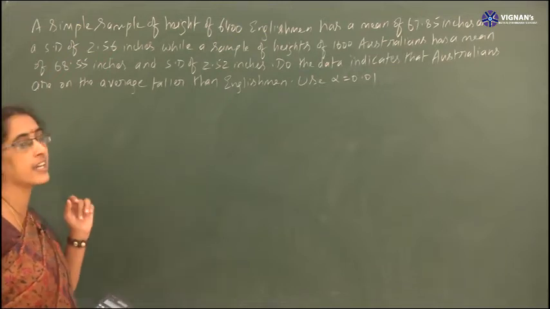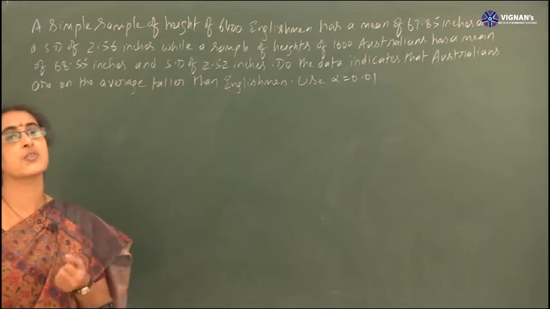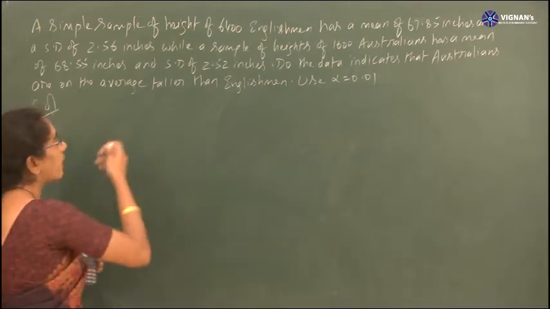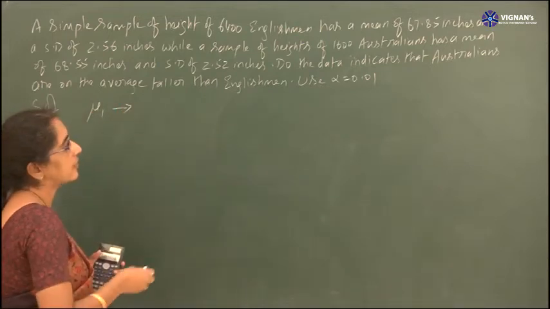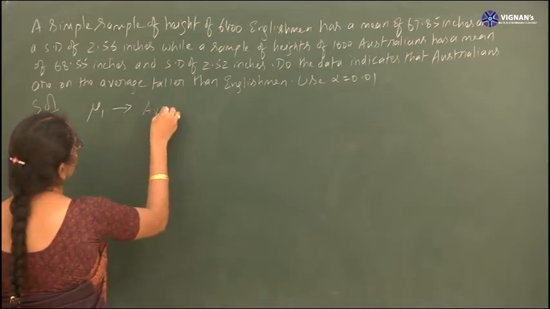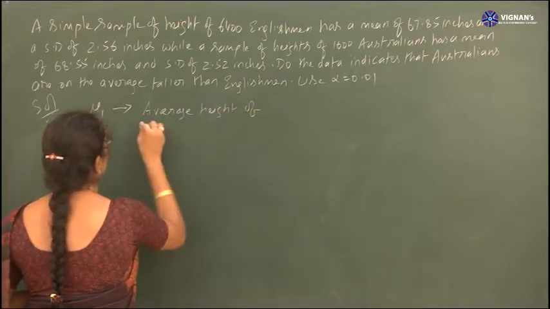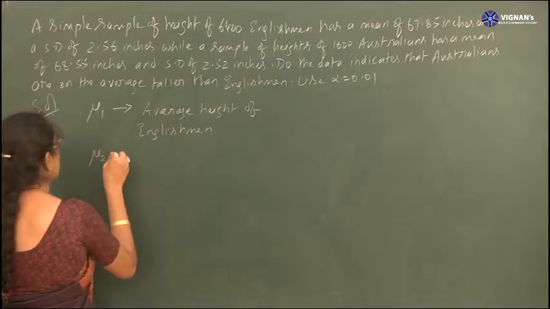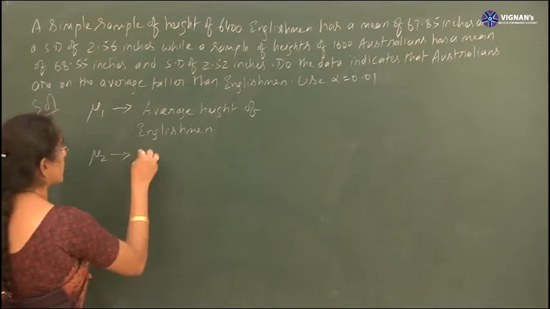That is, do the data indicate that Australians are on the average taller than Englishmen. Average is mentioned, so it is a test for difference of means since we have two samples here. So before defining the null hypothesis, let us consider mu1 as the average height of Englishmen, and mu2 represents the average height of Australians.